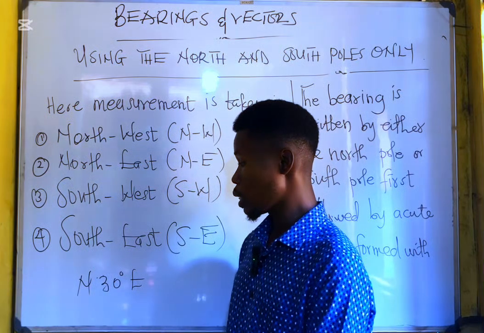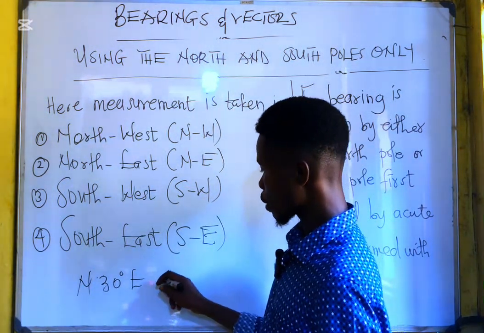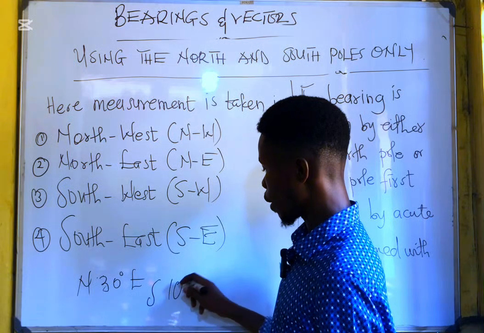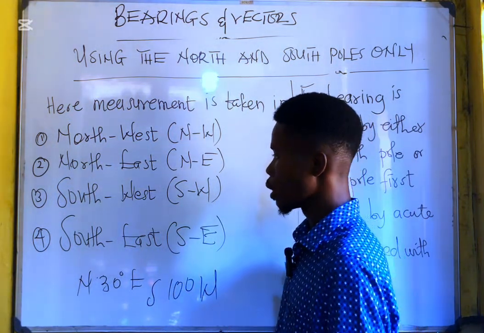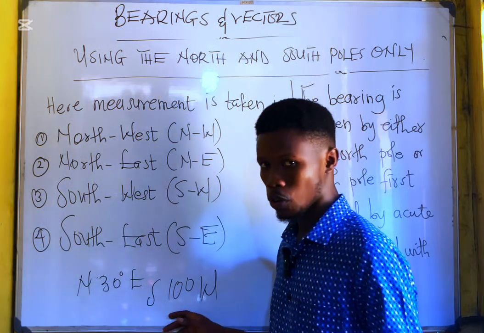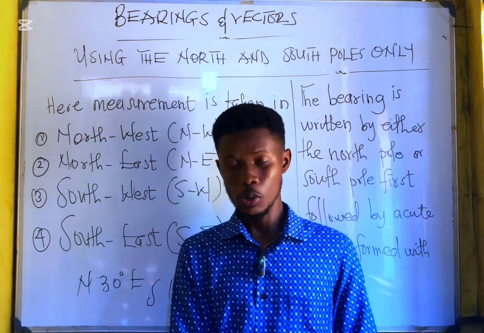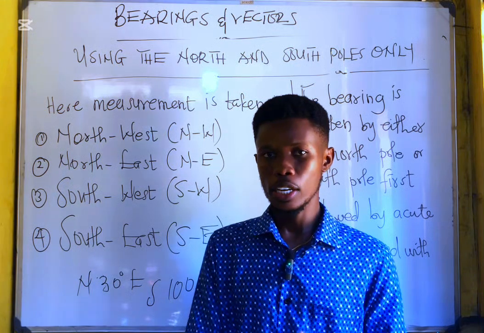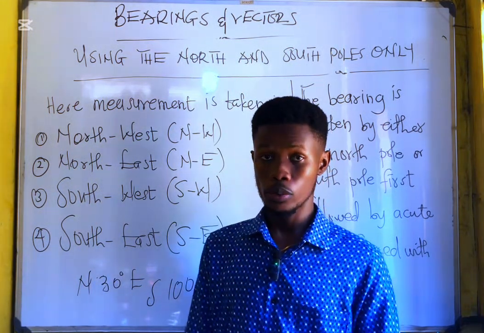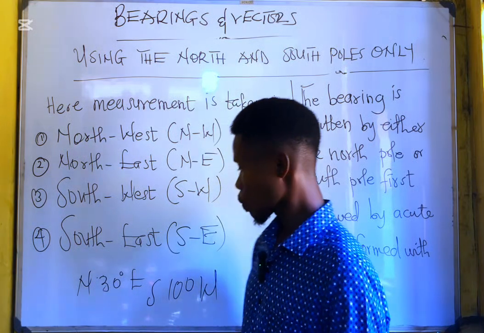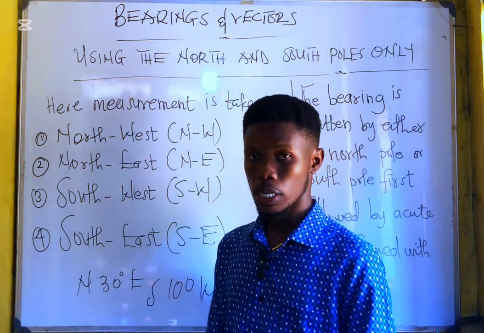So we don't want to be seeing, let's say, south 100 west. You don't want to be seeing this. This is wrong. The angle should be less than 90. That's why I said acute angle, and why I'm emphasizing that very well for you to understand. So we are going to look at an example, then you see how it looks.